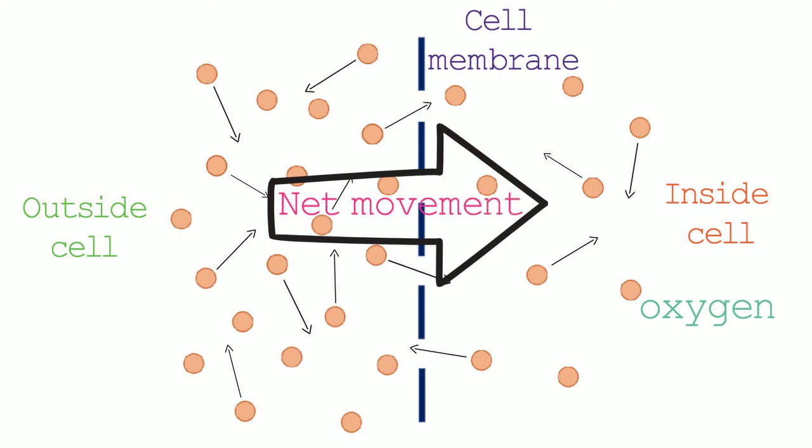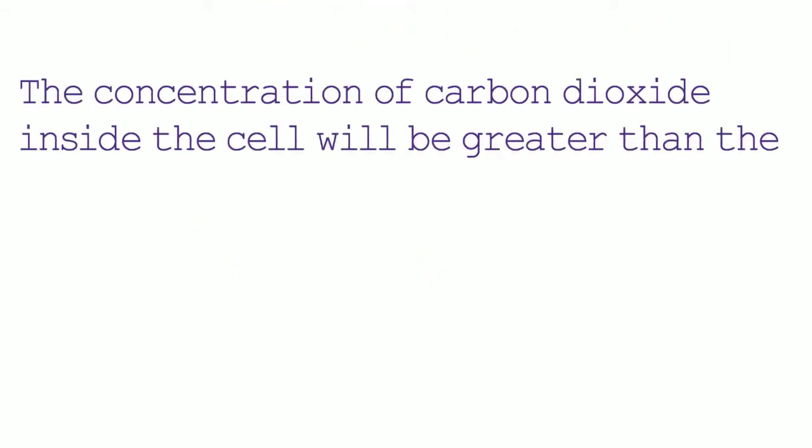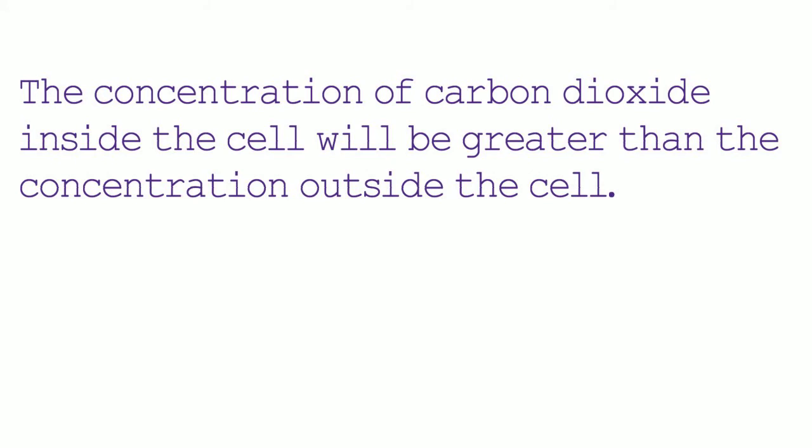We're now going to have a look at the same process but with carbon dioxide. The concentration of carbon dioxide inside the cell will be greater than the concentration outside the cell. This is because carbon dioxide is produced inside the cell during respiration. The carbon dioxide molecules move around randomly, and carbon dioxide is able to pass through the cell membrane in both directions, both from inside the cell to outside the cell and from outside the cell to inside the cell.